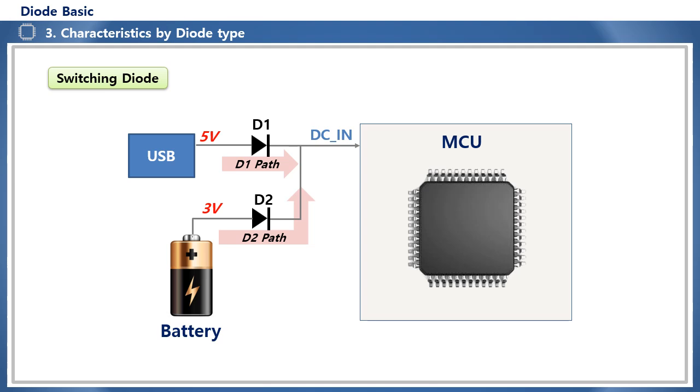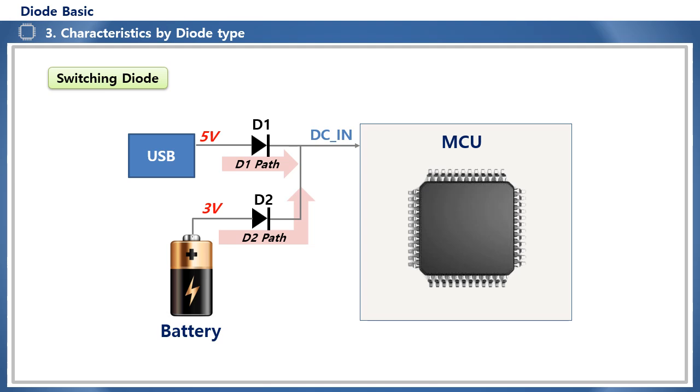Switching diodes are mainly used for purposes such as selectively supplying power, clipping to cut a specific signal level, and clamping to fix the DC level of the signal. Most of them are used for switching purposes such as selectively supplying power sources.